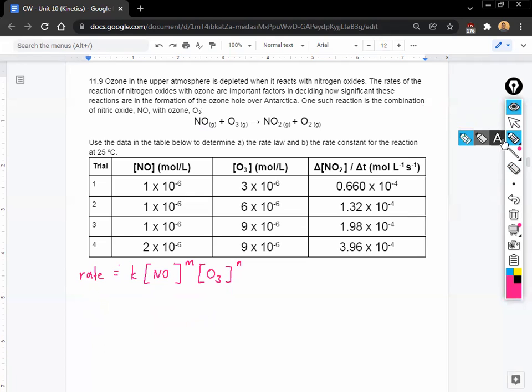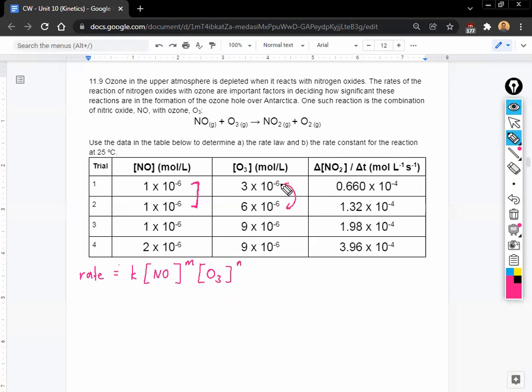So let's take a look at the first trial. The first trial has 1 times 10 to the negative 6 for NO and 3 times 10 to the negative 6 for O3. So what you want to do is you always want to hold one thing constant, right? Because if I don't change one of the values, that value is not going to affect the rate at all. So if you look at trials 1 and 2, it's going to have the same value for the NO concentration, right? So if you guys notice, the rate changes, right? But the rate changes because the concentration of O3 changes. It doesn't matter. The NO doesn't play a role here because it's not changing.